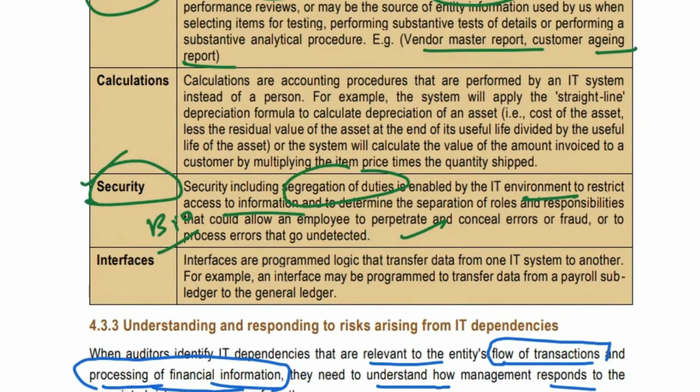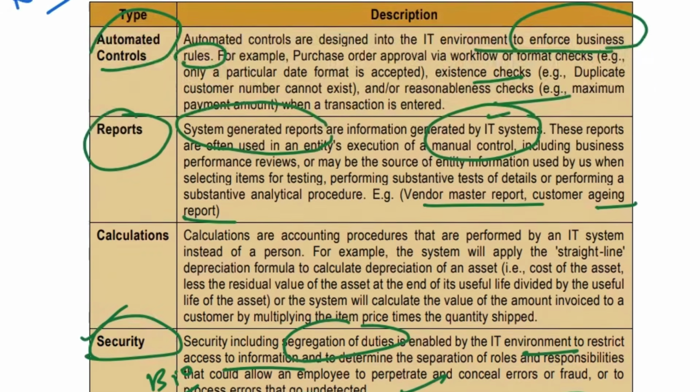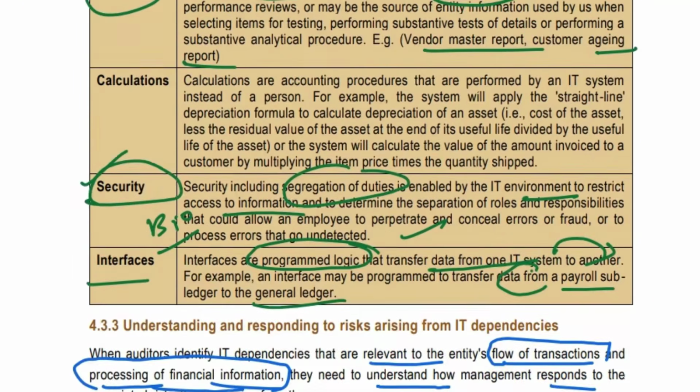Now I stands for interface. Interface is nothing but a programmed logic. This is the keyword, programmed logic that transfers data from one IT system to another IT system. Like, you are going to transfer the data from payroll subledger to the general ledger, payroll to general. So there is going to be an interface if you're going to transfer the data. So interface is nothing but a programmed logic.